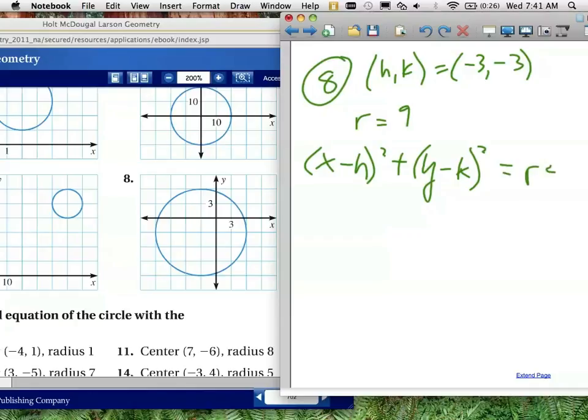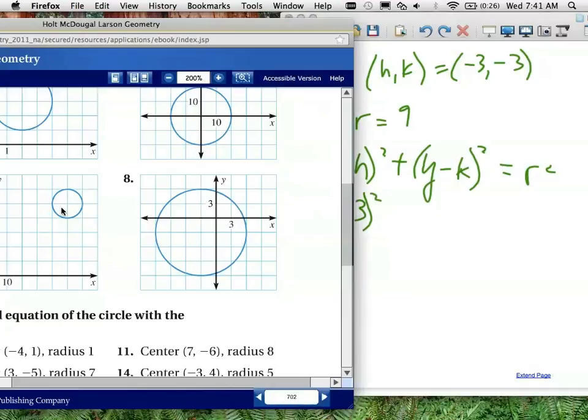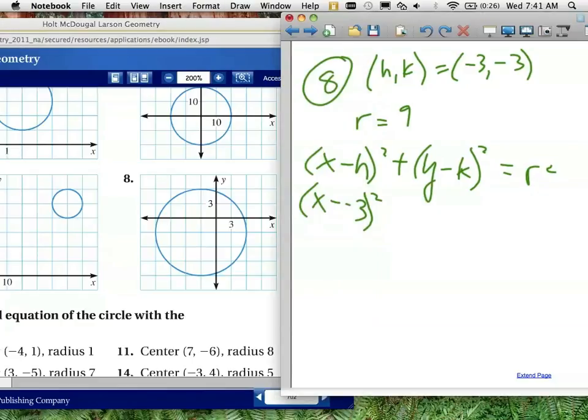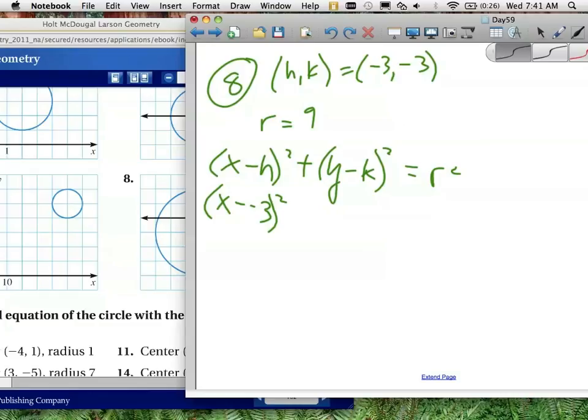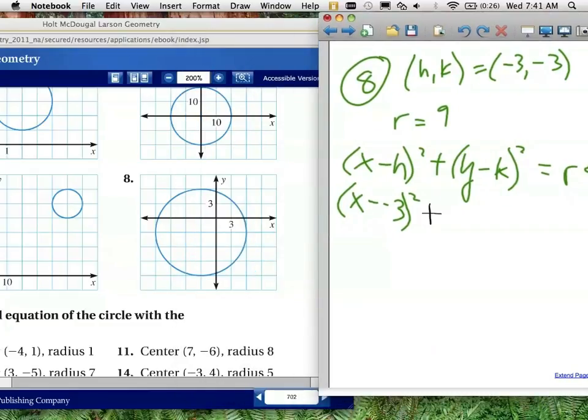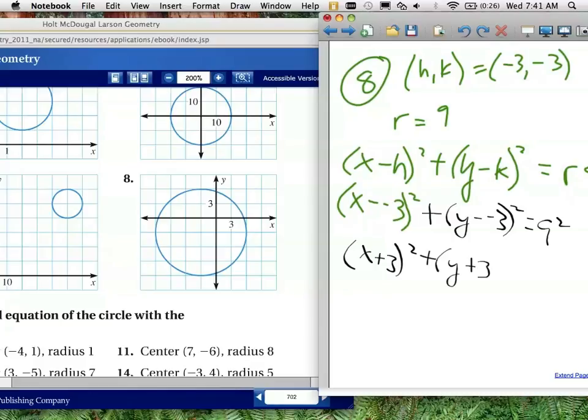Because you just go, oh, what's h and k? It's x minus -3. And you should be like, oh, 2 negatives. It's positive. Okay, good. And then plus y minus -3 squared equals 9 squared. And then I'll just clean this up. X plus 3 squared plus y plus 3 squared equals 81.